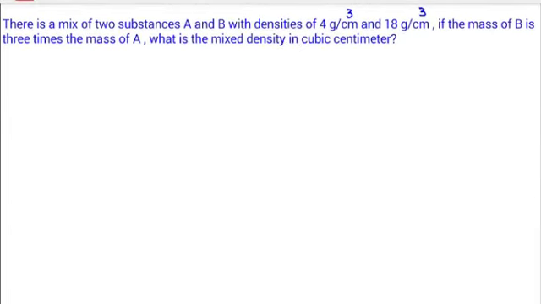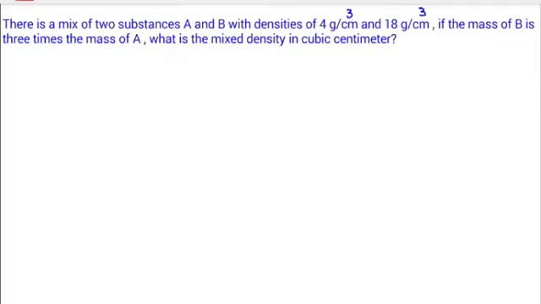There is a mix of two substances A and B with densities of 4 grams per centimeter cubed and 18 grams per centimeter cubed. If the mass of B is 3 times the mass of A, what is the mixed density in grams per cubic centimeter?